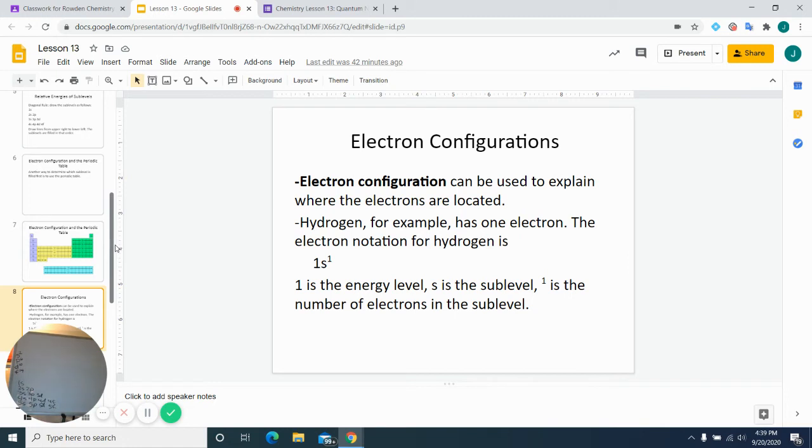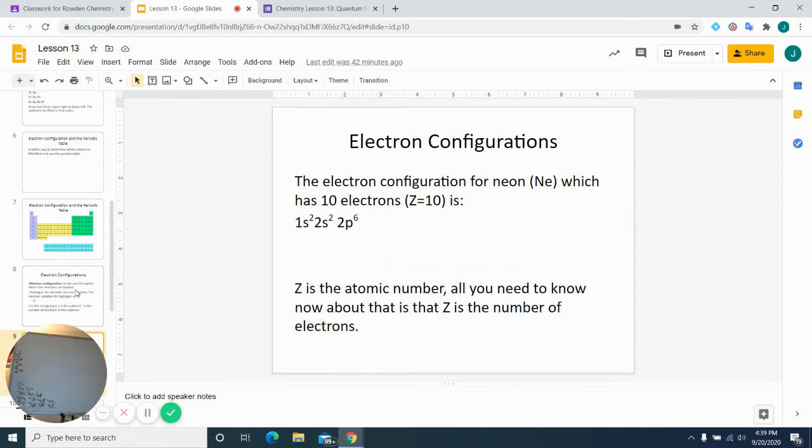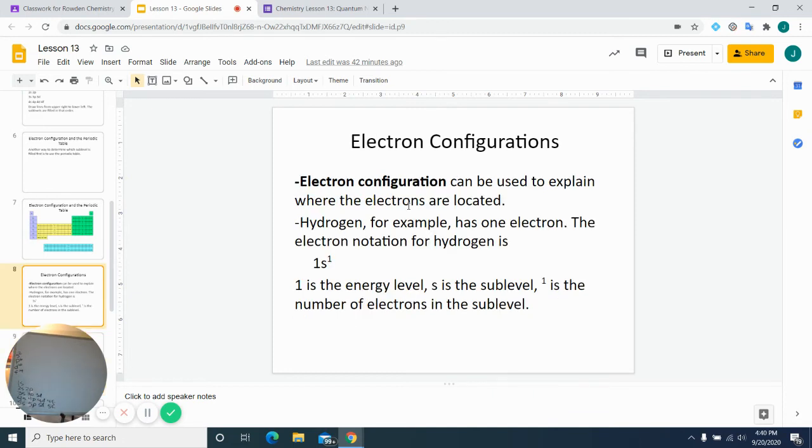Okay, electron configuration is how we explain where the electrons are located. So for hydrogen, when we do these problems, I'll say what Z equals, and that tells you how many electrons you have. So what we'll do, hydrogen is only going to have 1 single electron.